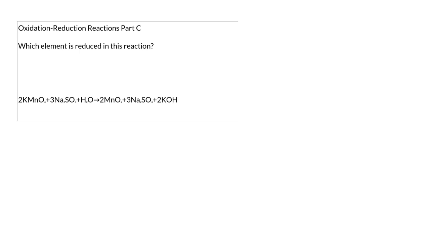This problem asks us to determine which element is reduced in this reaction. Now, remember, OIL RIG. Oxidation is loss. Reduction is gain.